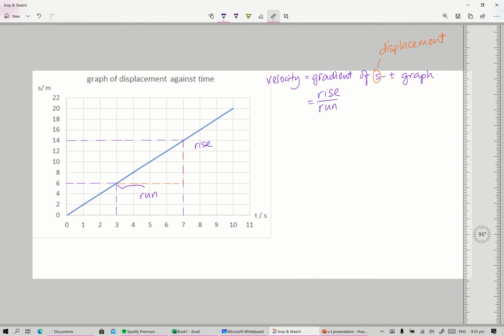So when your time increases from 3 seconds to 7 seconds, the 7 minus 3 equals 4 seconds. So when the time increases from 3 to 7 seconds, the displacement increases from 6 to 14 meters. So final displacement is 14, your initial is 6. That will give 8 meters. Right, so you rise 8 meters. So rise over run will be 8 over 4 equals 2 meters per second. So your velocity is 2 meters per second.